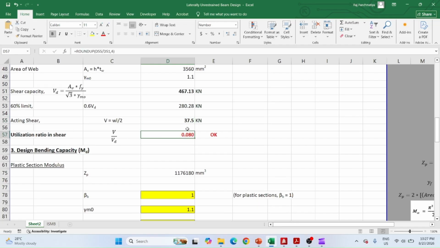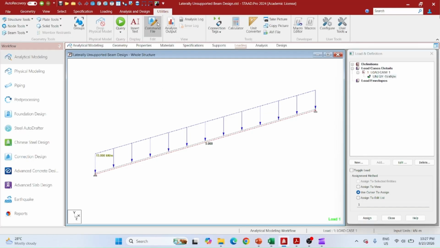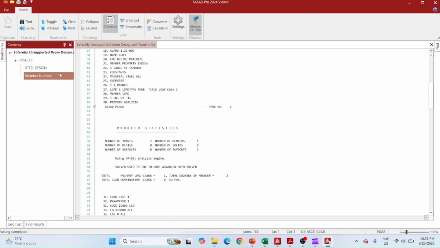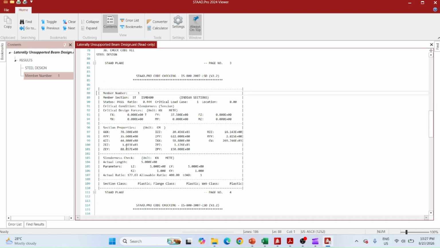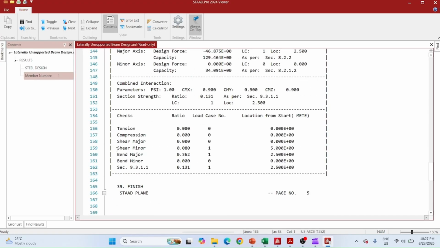So utilization ratio will be nothing but the acting shear divided by the shear capacity. As it is less than 1, the beam is safe in shear. Here I use the if condition: if it is less than 1, then it is okay, and if it is more than 1, it will be not okay. Now if you open STAAD and go to the output and click on the member design, you will see that my shear value is 0.080, which is exactly matching with our manual calculations.